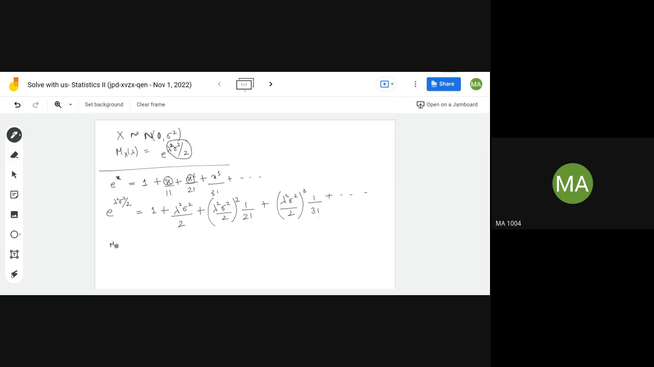Now, also, you know that M_X of lambda is the expected value of e to the power lambda x. And this is equivalent to the expected value of 1 plus lambda x plus lambda square x square by 2 factorial plus lambda cube x cube by 3 factorial and so on. And this is equivalent to 1 plus lambda times expected value of x plus lambda square by 2 factorial times expected value of x square plus lambda cube by 3 factorial times expected value of x cube and so on.